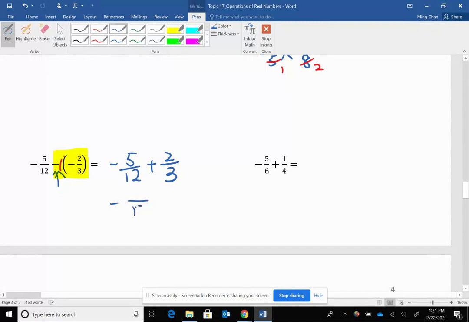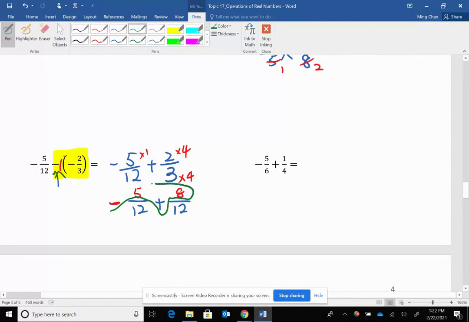So that's 12 is the LCD. 12 going into 12 one time, so the numerator times 1, so that's still 5. 3 going into 12 4 times, numerator times 4, which is 8. So now while I'm adding the numerators, I'm actually using the negative sign along with my numerators. So here I'm going to say -5 plus 8. Terms with different sign.